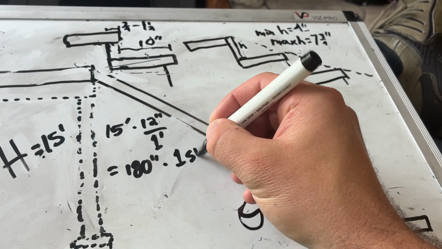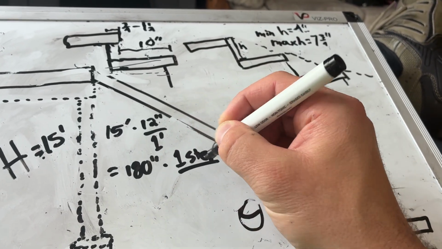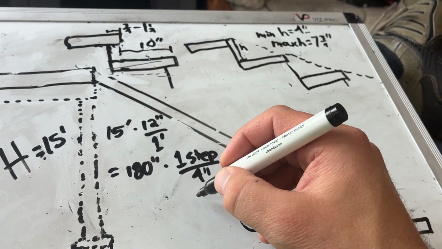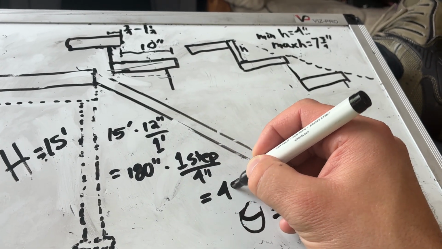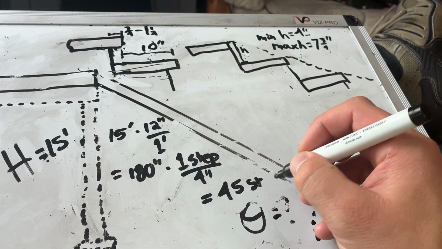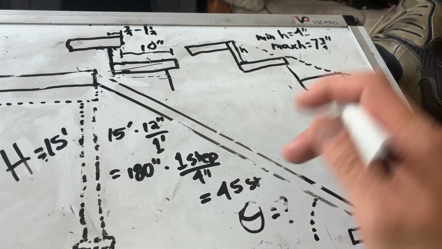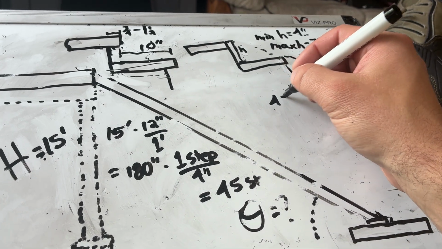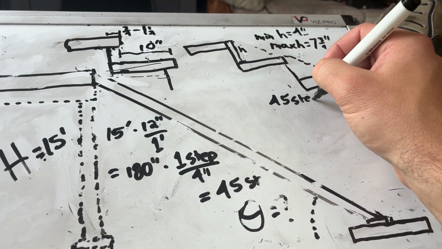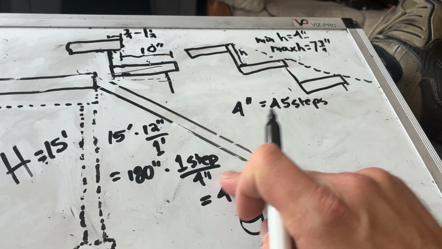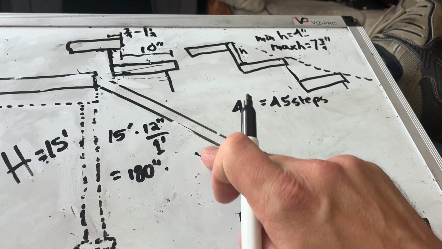1 step per, which means divide, 4 inches. 1 step per 4 inches, and that's going to give us 45 steps. That's a lot, right? So let's do the same thing. We're going to actually leave that 45 over here. 45 steps on 4 inches. And then we'll do the same thing, but with the 7 3/4.